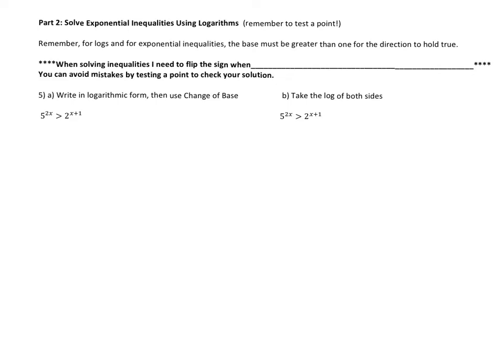So we are going to take the log, and it doesn't matter what the base is, so we usually use the common log, which is log base 10. So we have log of 5 to the 2x is greater than, because that was the original inequality, log of 2 to the x plus 1. We now can use our properties of logarithms to drop down the exponent that's in the argument and make it the coefficient of the log.